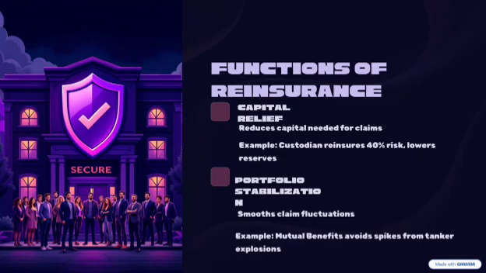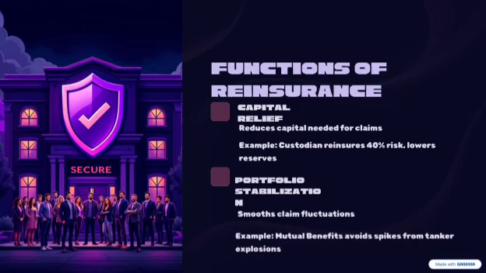For example, if Custodian and Allied Insurance has 1 billion naira in policy but has reinsured 40% of its risk, it might only need to keep 600 million naira in reserve instead of the full 1 billion naira.